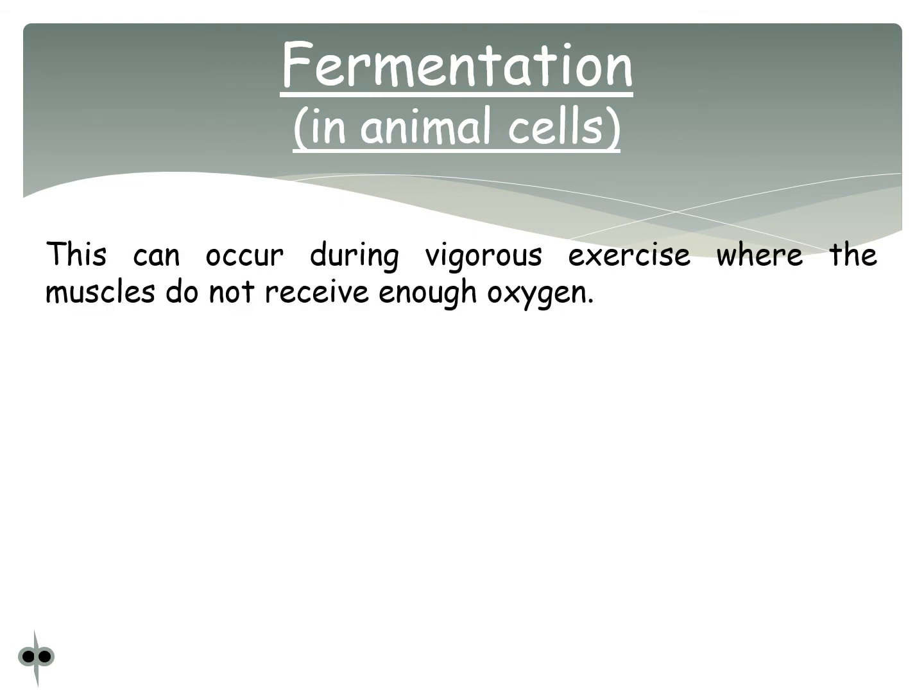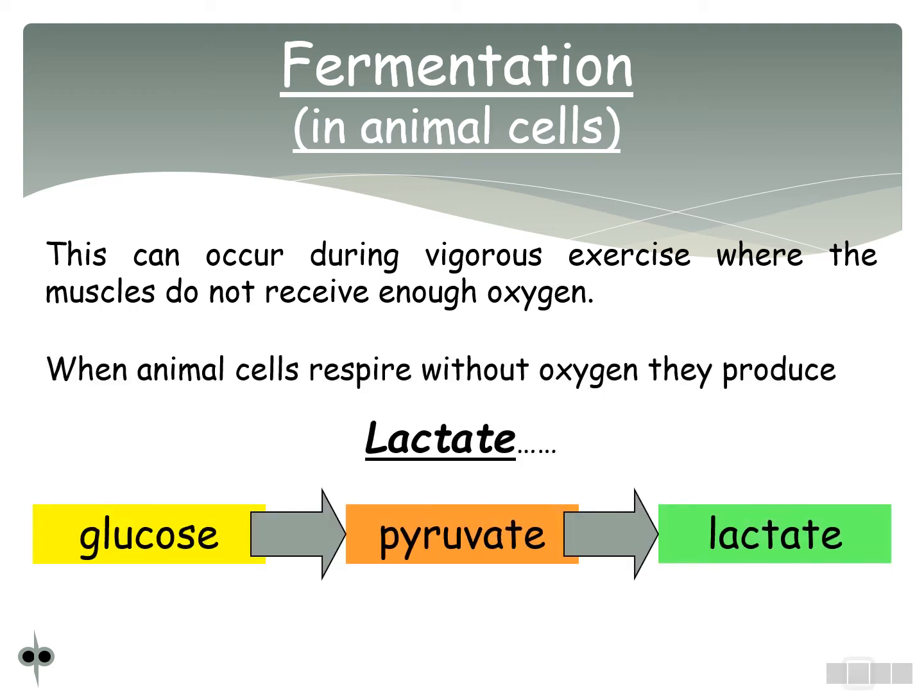So this can occur during vigorous exercise where muscles do not receive enough oxygen. So for example, if you were doing a sprint. When animal cells respire without oxygen, they produce lactate. So this happens in the cytoplasm. Your glucose goes to pyruvate, which is your first stage, glycolysis, and your 2 ATP are made. And then your pyruvate is further broken down into lactate. Lactate is the thing that, if it builds up, will make your muscles sore.